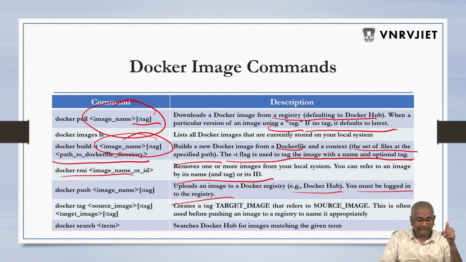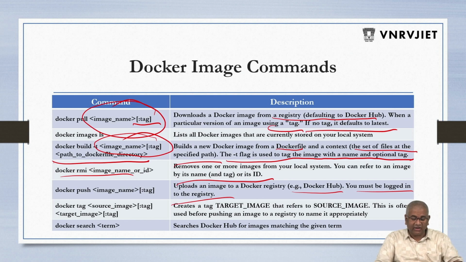Docker tag creates a target image tag that refers to the source image. This is often used before pushing an image to a registry to name it appropriately. So in order to name it properly, you use tag. That's pretty much what it is.